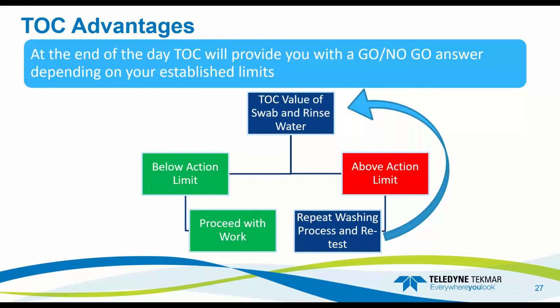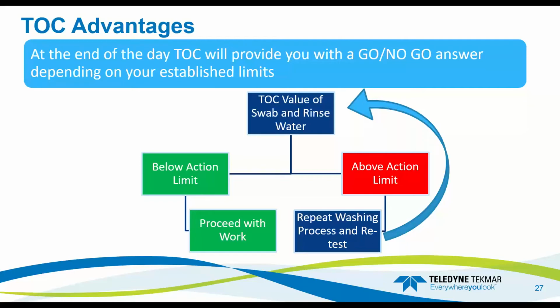So when we look at the TOC value of the swab or the rinse water, if it's below our actionable limits, we can proceed with work. But if it's above our action limit, what do we need to do? Well, certain manufacturers have certain SOPs and processes put in place. Sometimes they'll go through and repeat the wash and then retest, or they'll go into further investigation to understand why that sample is contaminated and get to the root cause. So TOC, as I said, provides a simple go, no-go answer.